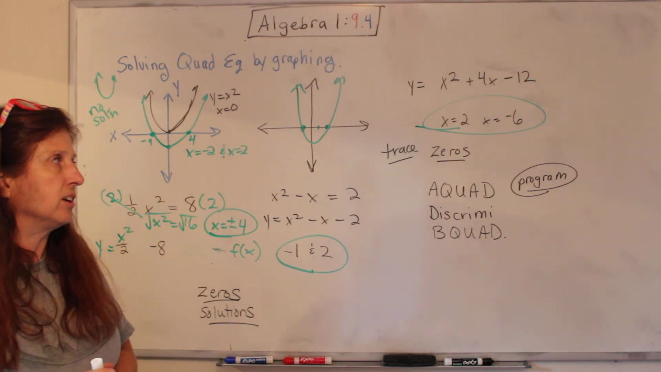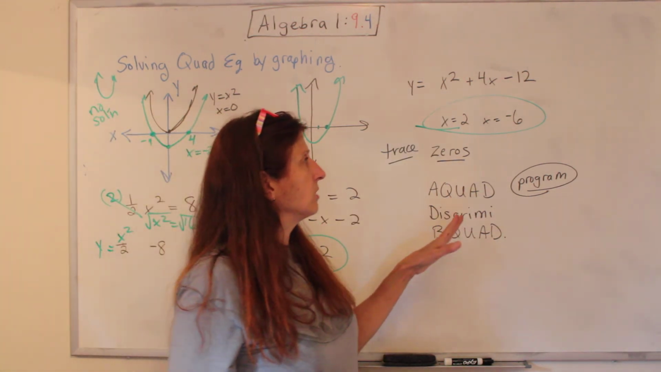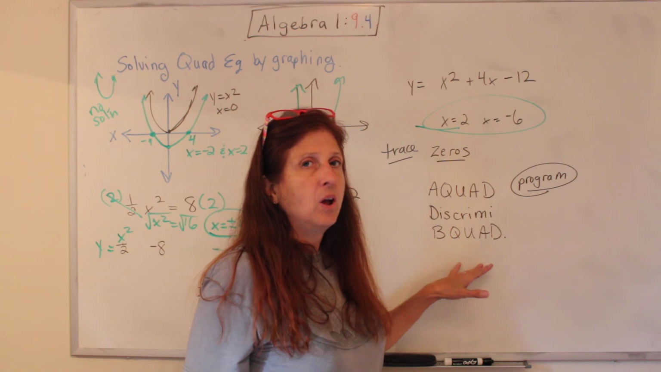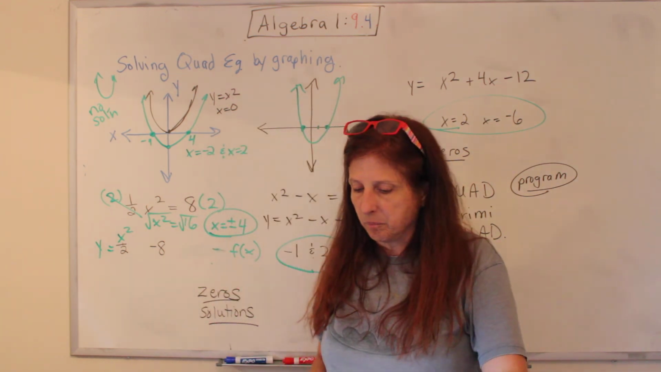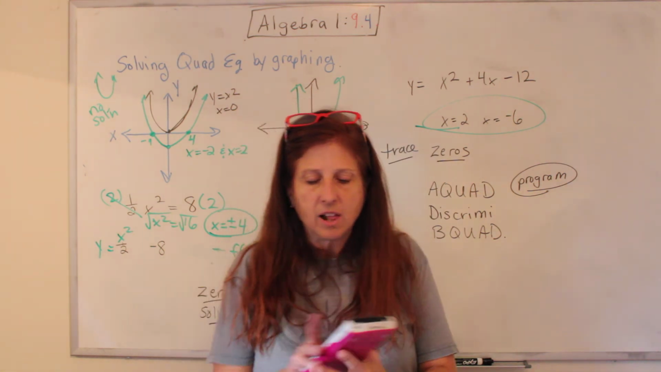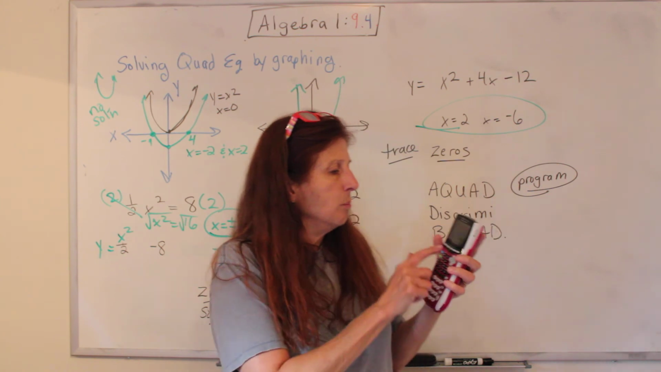I want you to practice on your calculator, see if you can look at it, and then I want you to watch the other video where I show you how to do trace zeros, second trace 0 to get the answers. Also, if these aren't coming up, you're trying to graph it and it's not there, mess with your window.